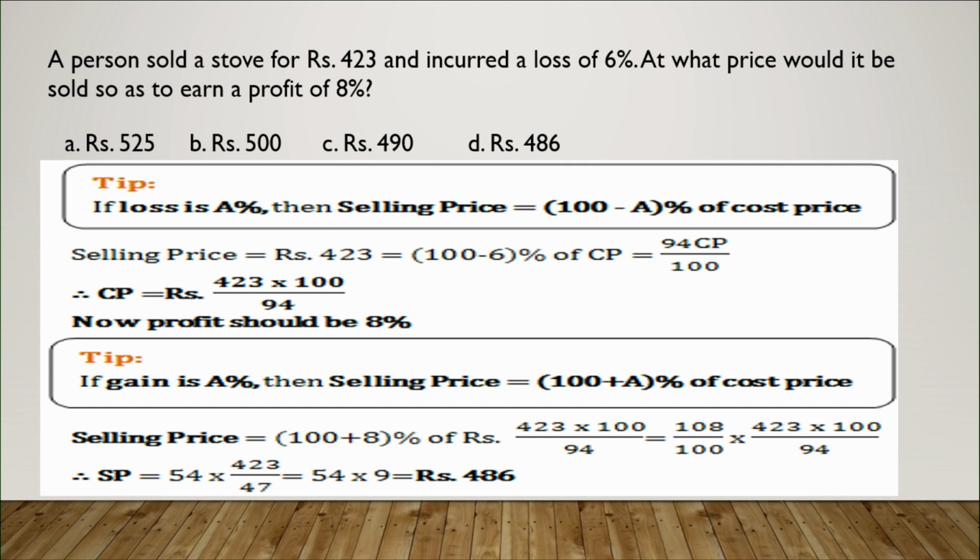A person sold a stove for 423 rupees and incurred a loss of 6%. At what price should it be sold so as to earn a profit of 8%? A person sold a stove for 423 rupees. So, here the selling price is 423 rupees and there is a loss percent of 6%. At what price would it be sold so as to earn a profit of 8%?